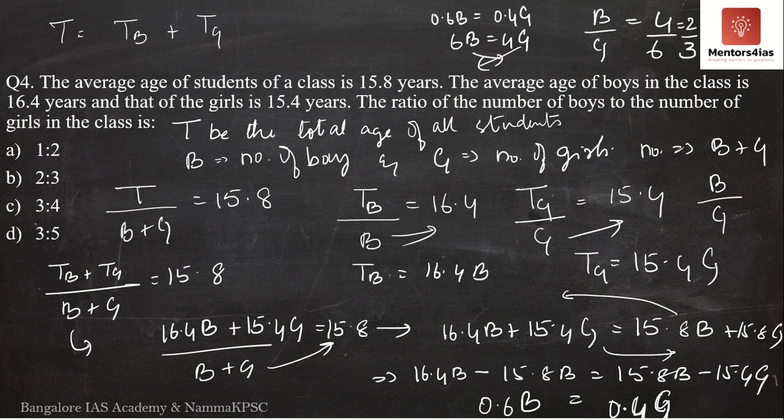Therefore, the ratio of the number of girls to the number of boys in the class is 2 is to 3. The correct option is option B. So I hope this is clear now. The correct answer is 2 is to 3.